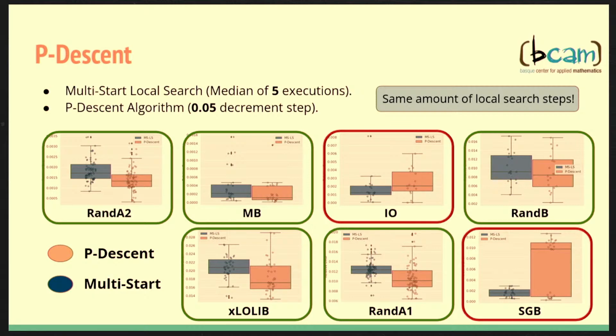Regarding the EO benchmark, well, it is a benchmark that is composed of pretty small instances, okay? So it seems that the multi-star local search outperforms the p-descent when the size of the instance is small, okay?